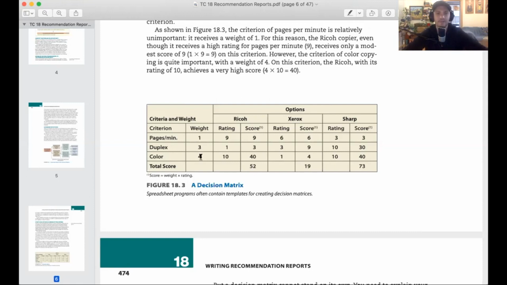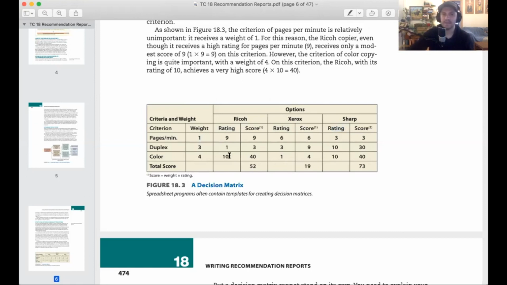And so here they've weighted color as the most important thing. So for whatever reason, their office needs a color printer. That's the most important thing. The second most important is duplex printing. And then the least important is how fast it prints, so it really doesn't have to be too fast. The rating score here seems to be out of 10. They don't tell us. I guess it's something that we just assume.